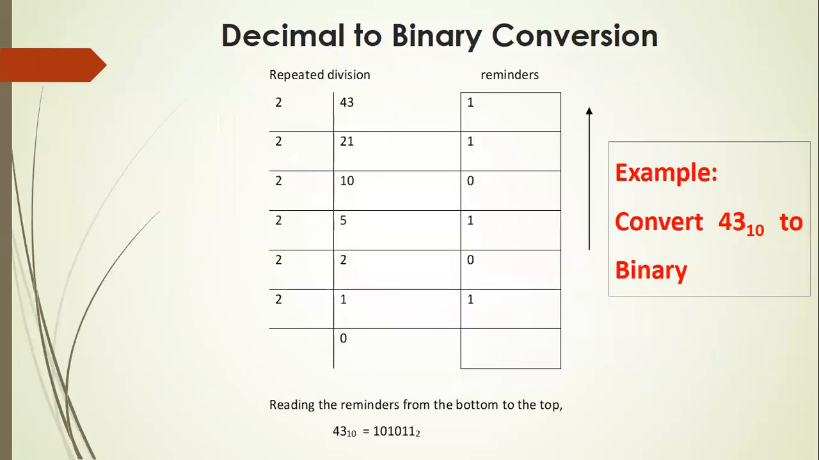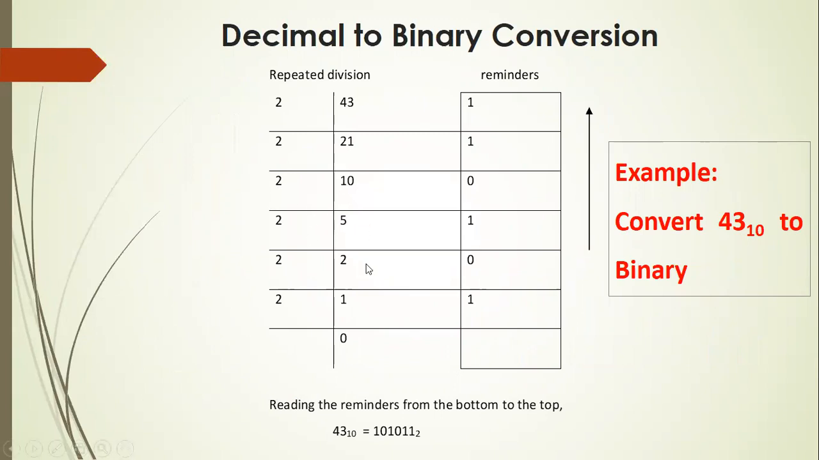Let's take one example. Suppose I want to convert 43 to binary, so I'll divide 43 by 2. 2 21s are 42, so the remainder is 1. Then if we divide 21 again by 2, 2 tens are 20, so 1 is the remainder. Now next, 10: 2 fives are 10, so 0 is the remainder because the number is completely divisible by 2.